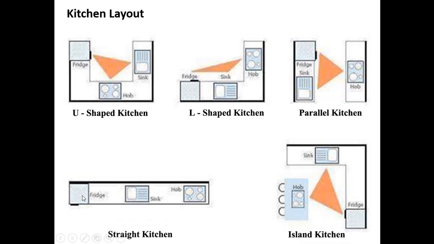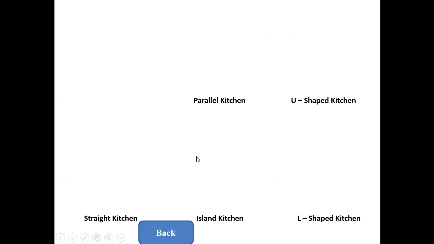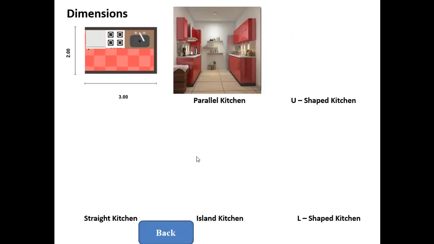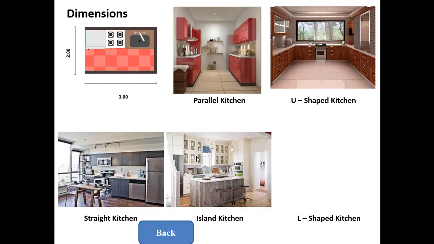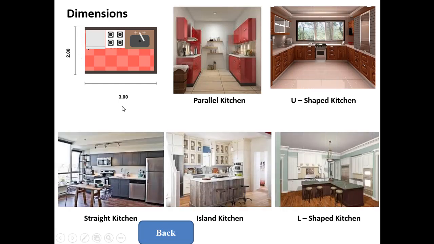Or we can make a straight kitchen. Straight kitchen means the three devices are on one side: the oven, sink, and fridge on one side. So in kitchen layout we have 5 layouts: U shape, L shape, parallel shape, island shape, and straight shape. This is the kitchen layout. The dimensions for each one, and this is the minimum dimension, 2 meters by 3 meters.